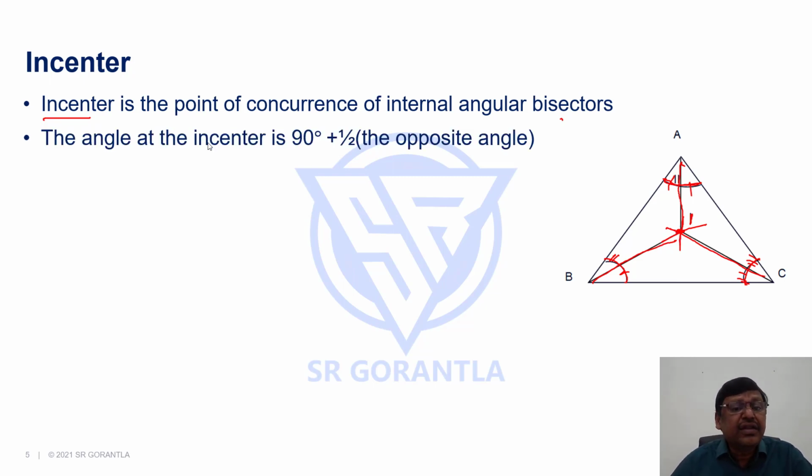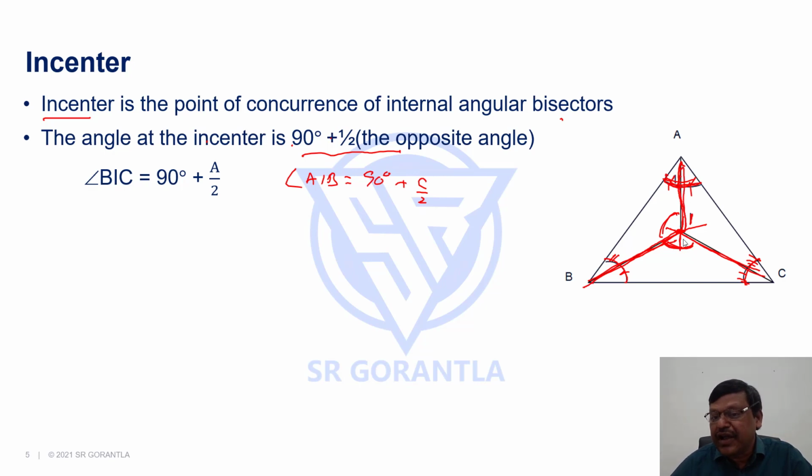Second one, the angle at the incenter is 90 plus half the opposite angle. For example, if I take angle BIC, it is 90 plus half of the opposite angle. What is the opposite angle? A. So 90 plus A by 2. If I extend this logic, if I take this AIB, what we can write is angle AIB can be equal to 90 plus, what is the opposite angle for this? C by 2. Or if you take this particular angle, angle AIC will be 90 plus, what is the opposite angle for this? B by 2. So this is about angle at the incenter.